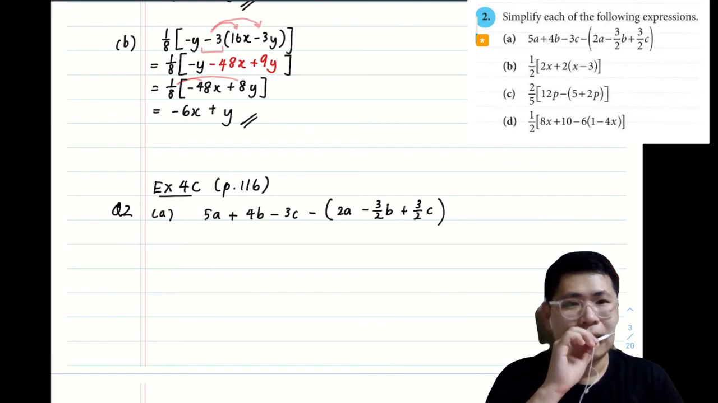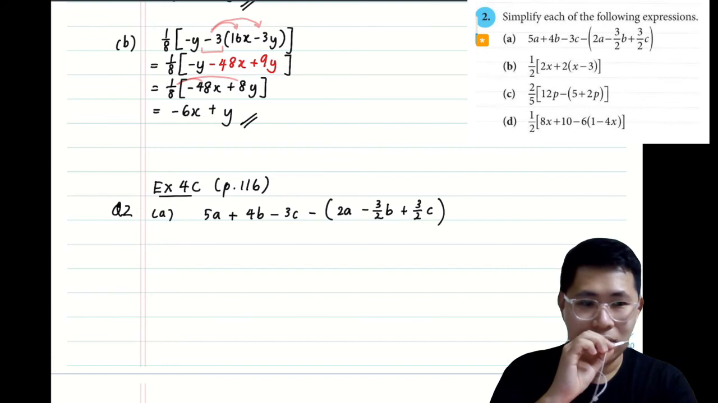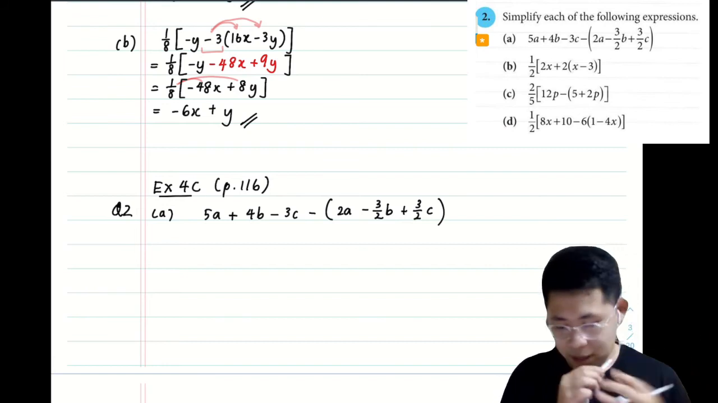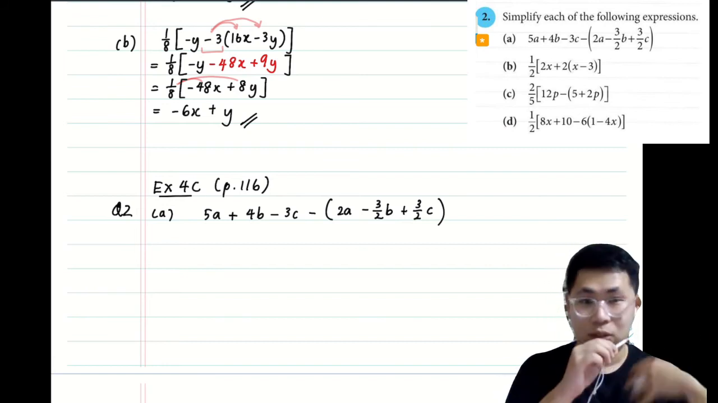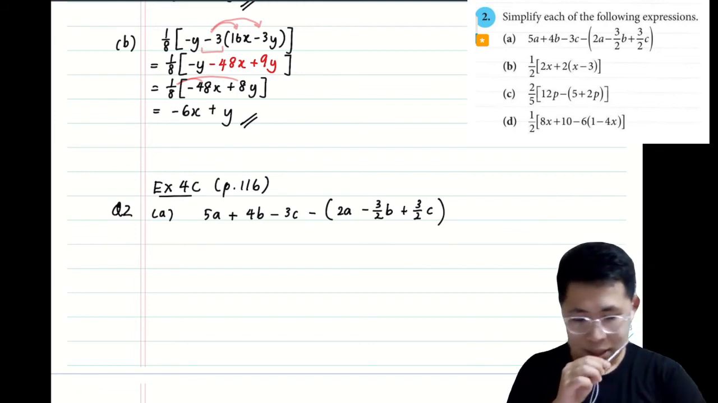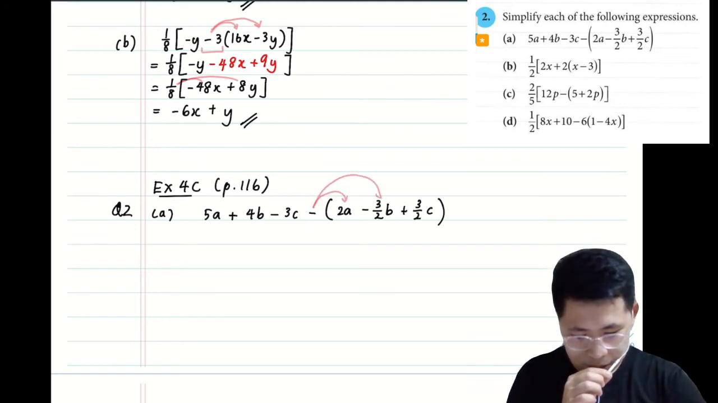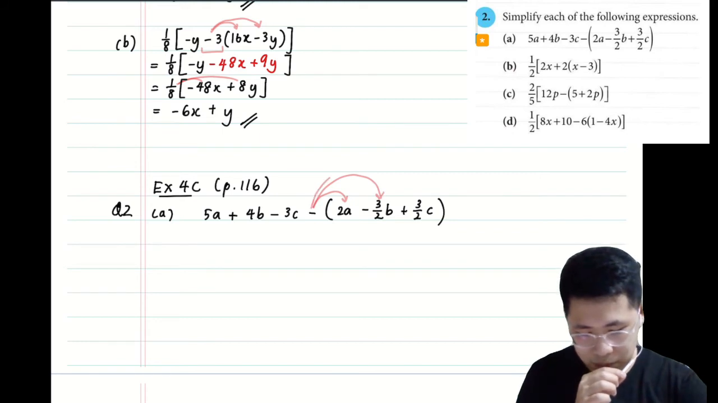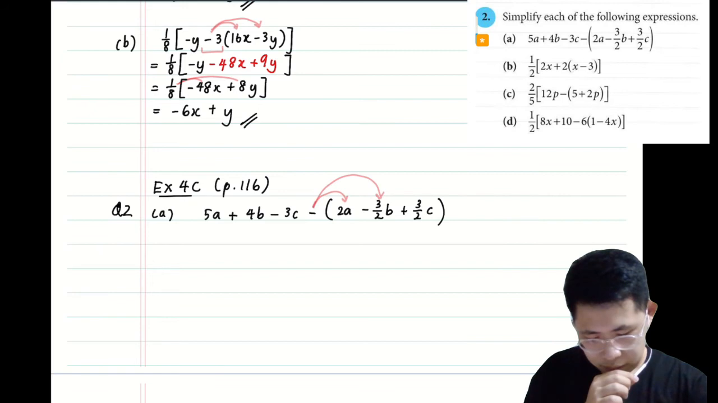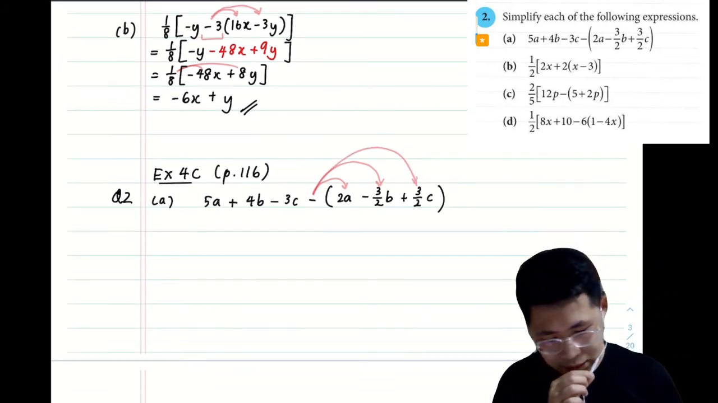Alright, so this is the exact same thing that we've learned so far. Now, in order to expand the bracket for A, we will look at the negative times 2A. We're going to distribute the negative sign to 2A, distribute this to a negative 3 over 2B, and distribute this to our 3 over 2C. Weird, there's so many 3 over 2. Okay, alright, so let's do this.